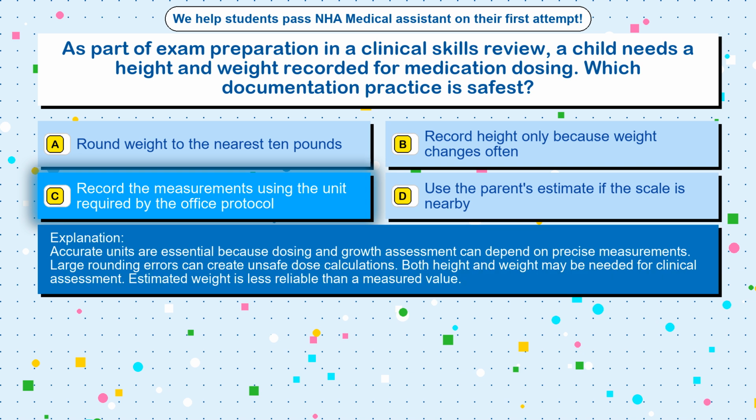Accurate units are essential because dosing and growth assessment can depend on precise measurements. Large rounding errors can create unsafe dose calculations. Both height and weight may be needed for clinical assessment. Estimated weight is less reliable than a measured value.